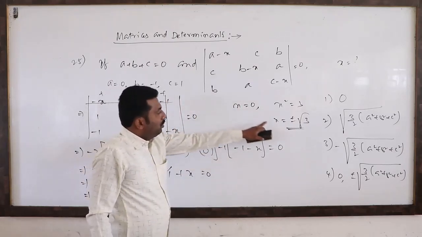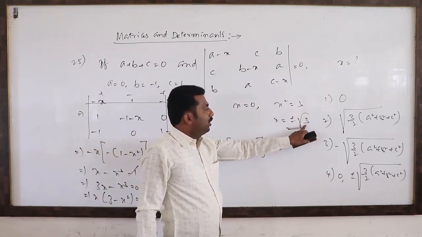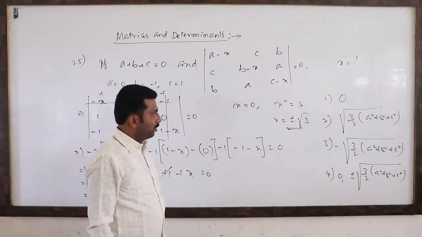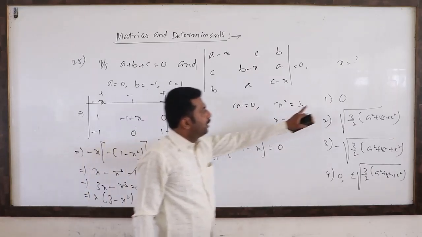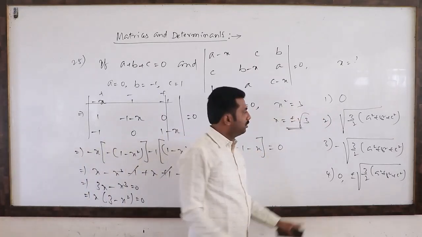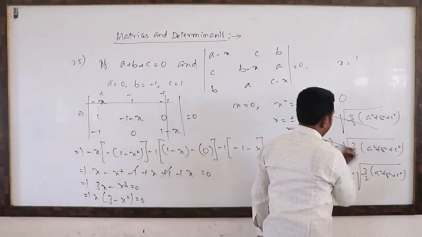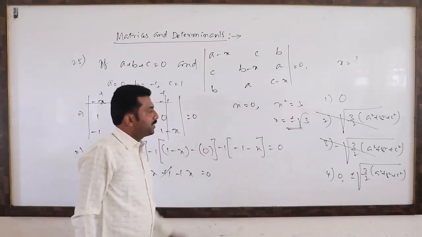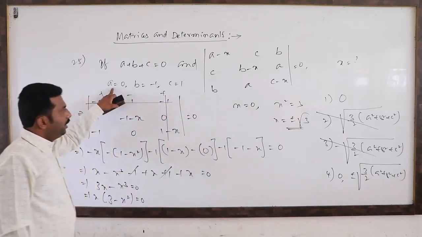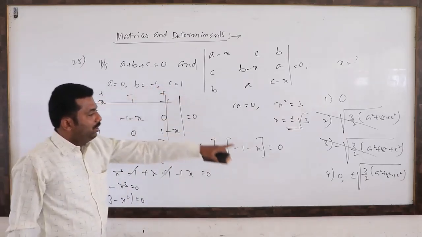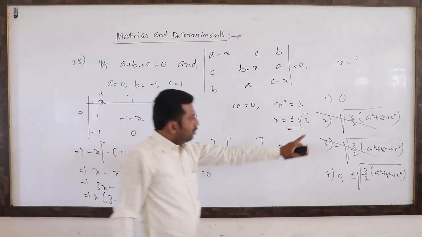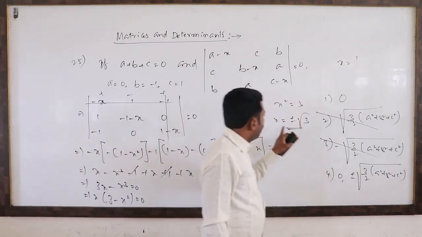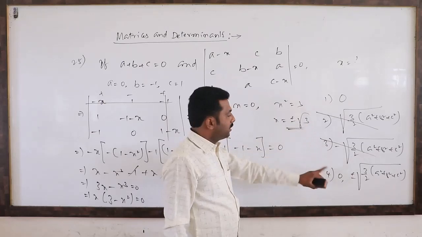X value 0, x value plus or minus root 3 by 2, where we will get among 4 options? X value 0 means either first option or fourth option. So you can delete second, third. So between 1 and 4, which one is correct option? Same values, A value, B value, C value. So if you substitute here, if you get plus or minus root 3 means that is the correct option.